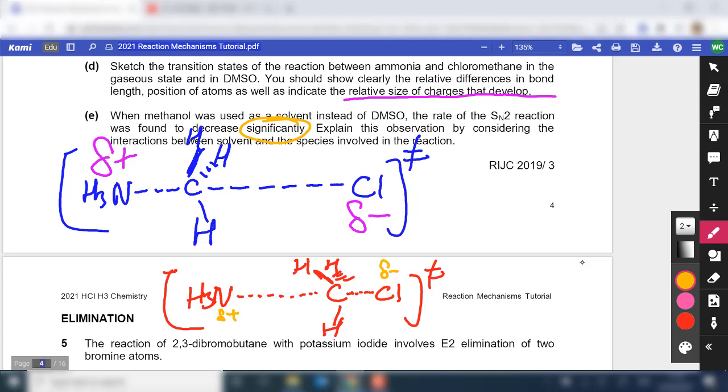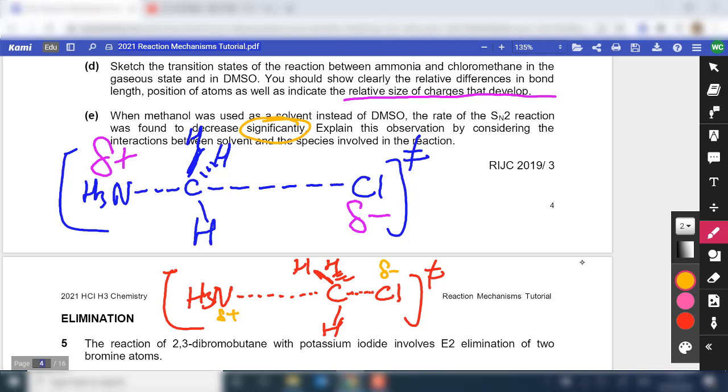If you're not exactly sure what I'm talking about, you can refer to Activity 4 that we did previously. Because the nucleophile is a lot more stabilized, the activation barrier is a lot higher, so I would expect the rate to be significantly slower, because rate of reaction is correlated to activation barrier. Or you can explain it by focusing on the fact that the lone pair of electrons on the nucleophile is surrounded by methanol molecules, highly stabilized, not so available to perform the nucleophilic attack at the electron-deficient carbon center of chloromethane. You can do that as well.